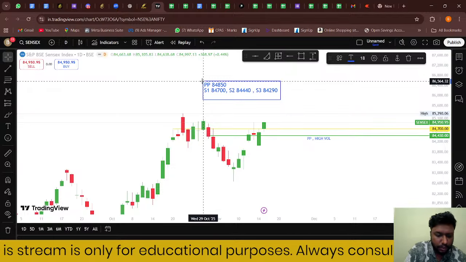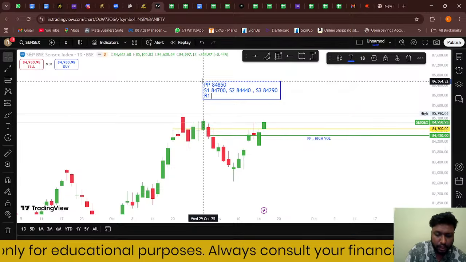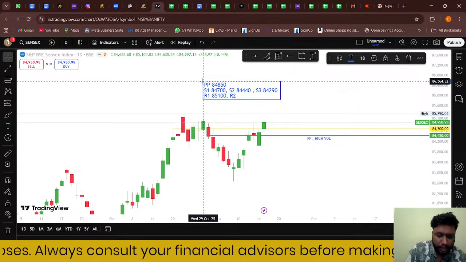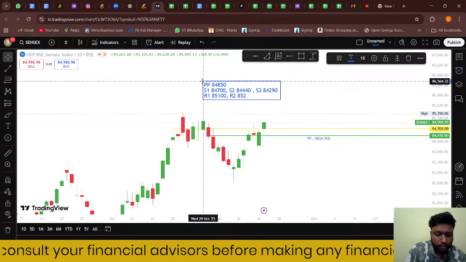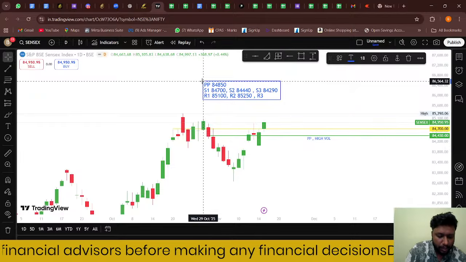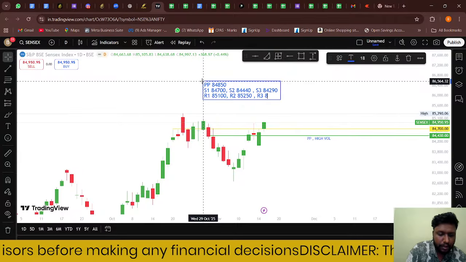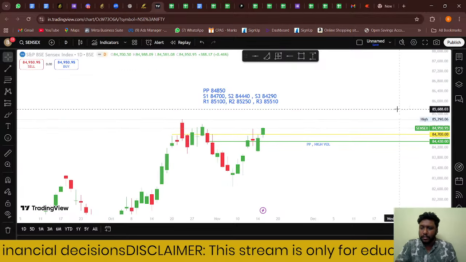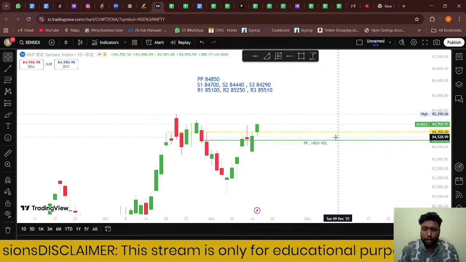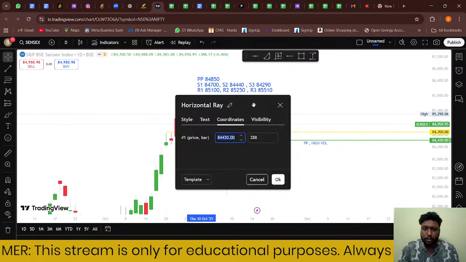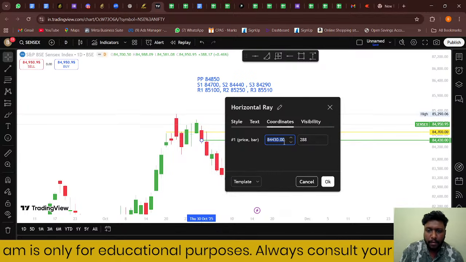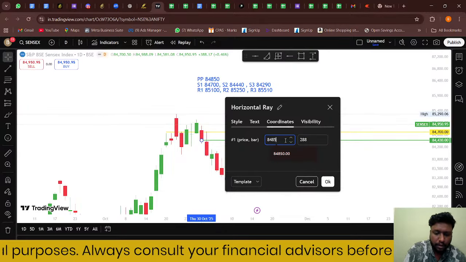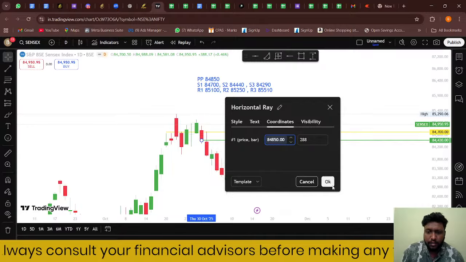These are the three supports, and resistance one lies at 85,100. 85,100 will be the first resistance, and R2 will be at 85,250. And R3 will be at 85,510. These are the three support and resistance levels with respect to the pivot point for the day. So we'll mark the pivot point, which is at 84,850. You can see yesterday's was 84,430. So we got a good movement on the upside with respect to Sensex as well.